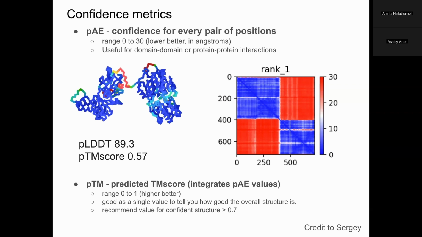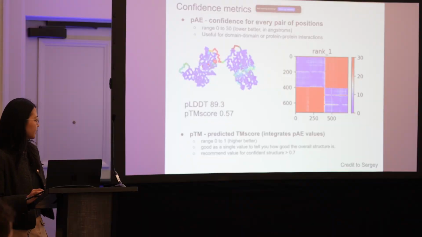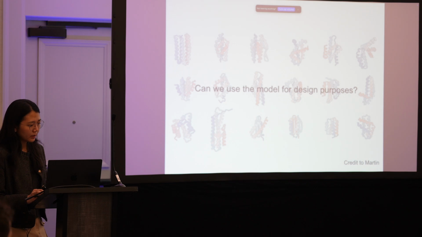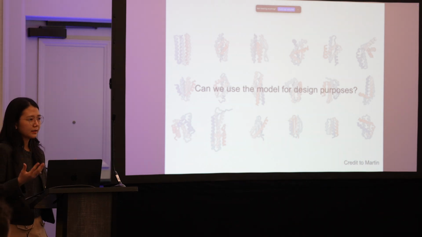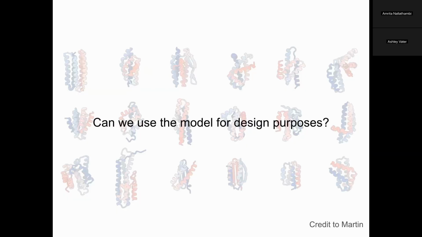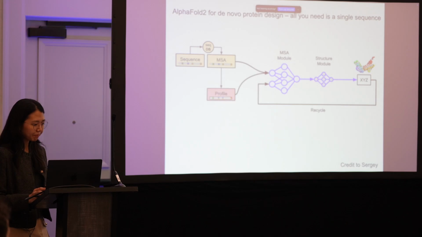People usually filter binders, whether they bind or not, based on the PAE score, for example, PAE below 15. And pTM is similar to PAE, but it's an integrated version of the PAE. It predicts a value ranging from 0 to 1, and people filter based on the pTM score. If your pTM score is larger than 0.6, it's usually regarded as a confident structure. So this is actually a structure prediction model, not a design tool. But can we actually use this model for design purposes?